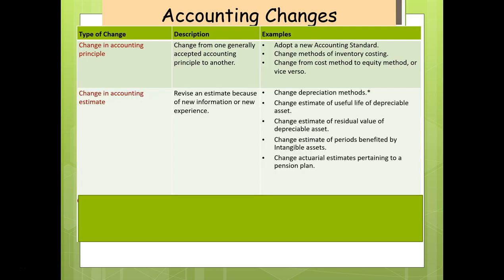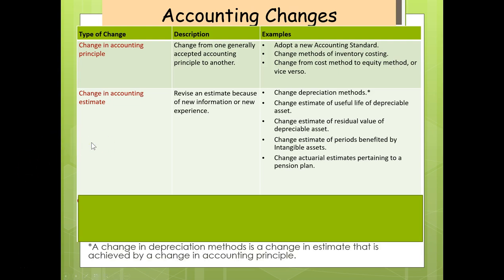Now, we also have what we call a change in accounting estimate. This is when we revise an estimate because of new information or new experience. Examples would be changing depreciation methods. Now, here's the thing to remember: a change in depreciation method is also considered a change in estimate achieved by a change in accounting principle, but we treat it as a change in estimate, which we only look at going forward.